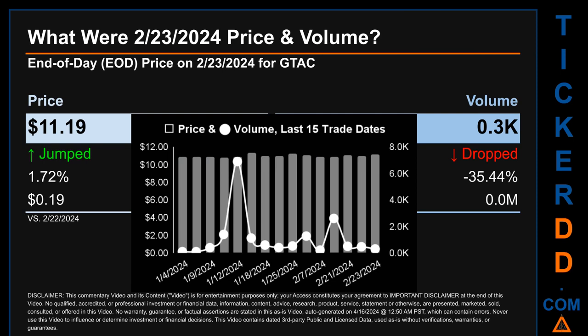Across a range of 49 cents, the max and minimum end-of-day price were respectively 11.31 and 10.82. Volume saw a range of 6.8 thousand, from a day low of 0.1 thousand to a day high of 6.9 thousand.